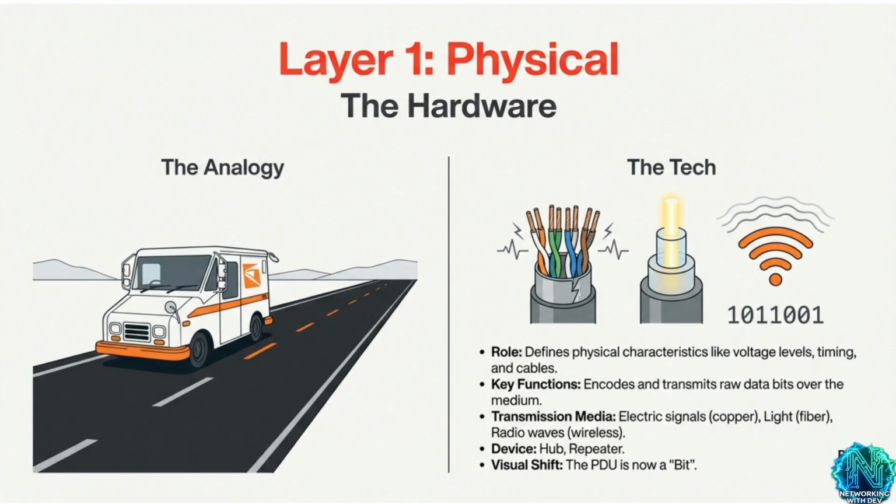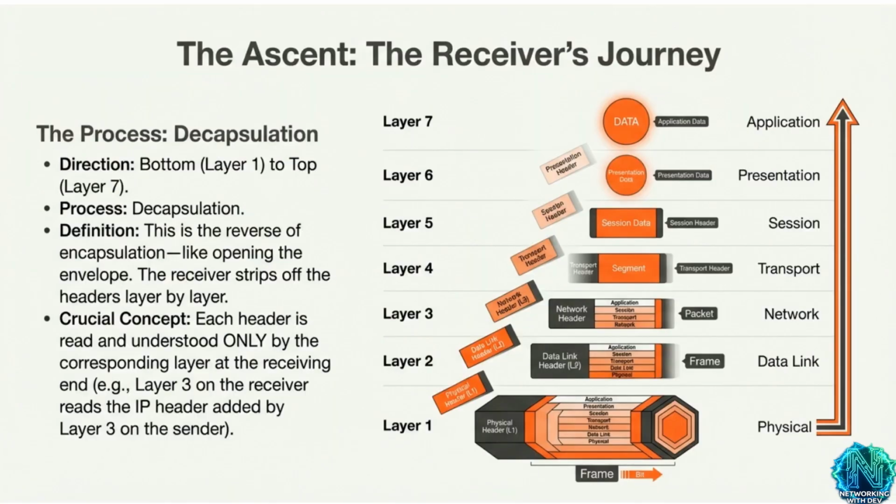With this, our data has successfully descended from a user's thought all the way to a pulse of energy on the wire. Now that our data has successfully traveled across the physical medium and reached its destination, the process must reverse so the recipient can actually understand the message.